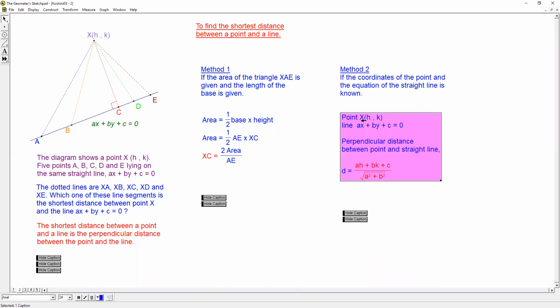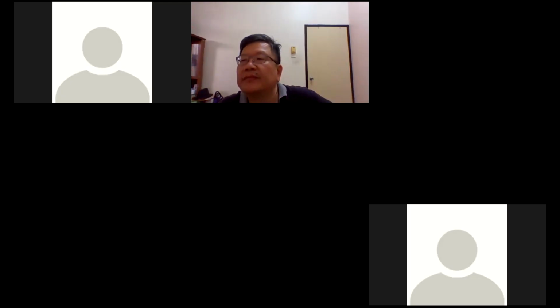So if the point is (h, k) and the line is ax plus by plus c equals 0, the perpendicular distance is given by this formula. You just substitute inside this formula, then you will find the perpendicular distance straight away. So far, okay or not? The two methods that I've shown you.